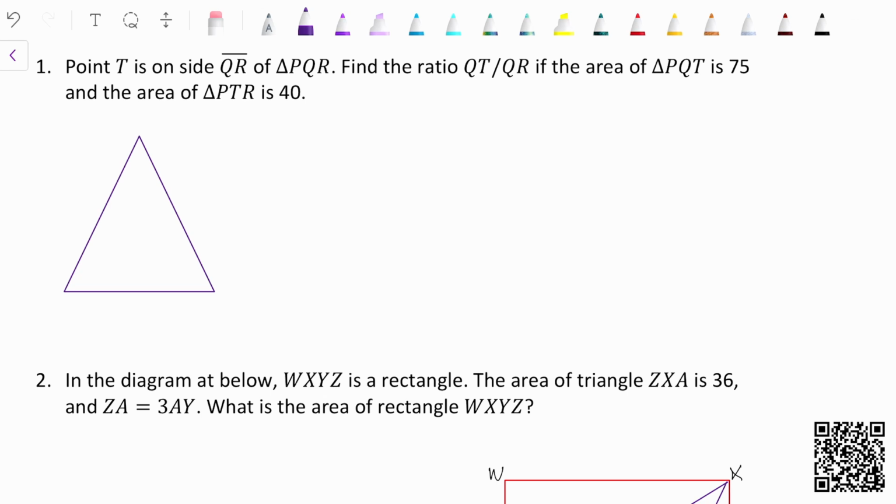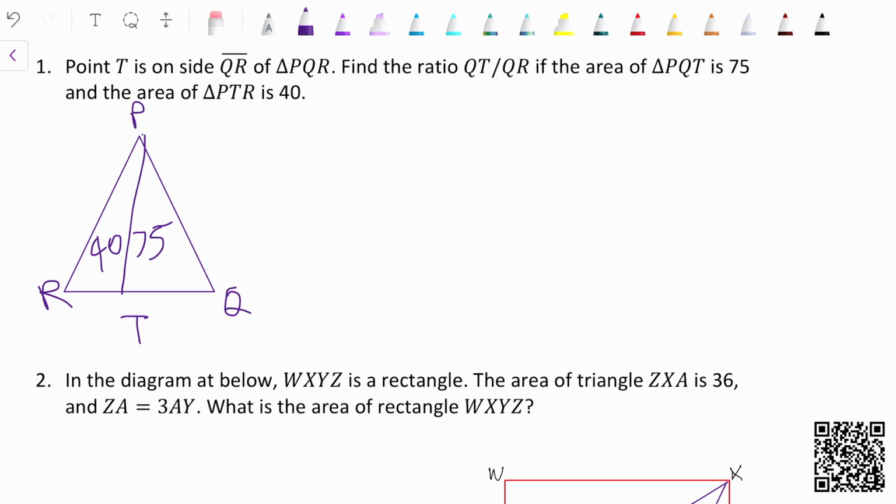Today's first question is, point T is on side QR of triangle PQR, so I'm just going to call this triangle that I just randomly drew PQR. Find the ratio QT to QR if the area of triangle PQT is 75 and the area of triangle PTR is 40. So if I split this here, saying that T is somewhere randomly on this side, it does not tell us, because that would make it too easy. The area of PQT is 75 and the area of PTR is 40.